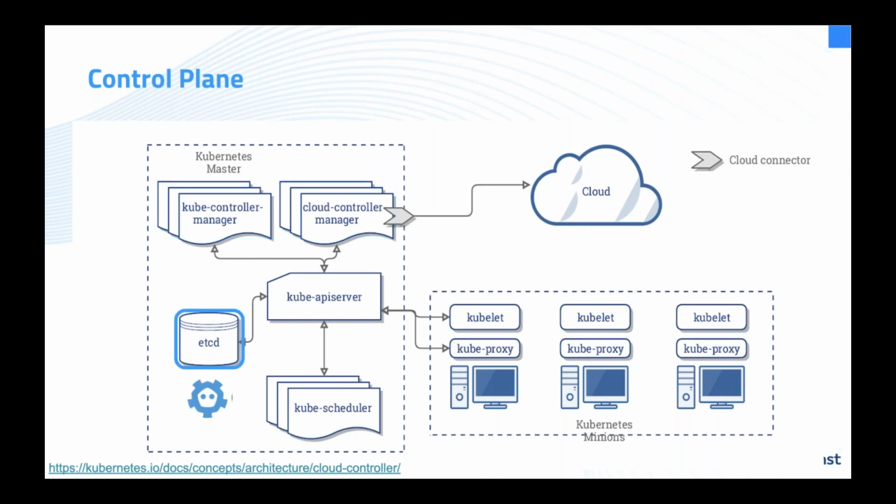The etcd is generally a strongly consistent distributed key value store, or in other words, the database of the cluster. This is where the brain and all the information of the different components that are currently running on top of the cluster are being stored.